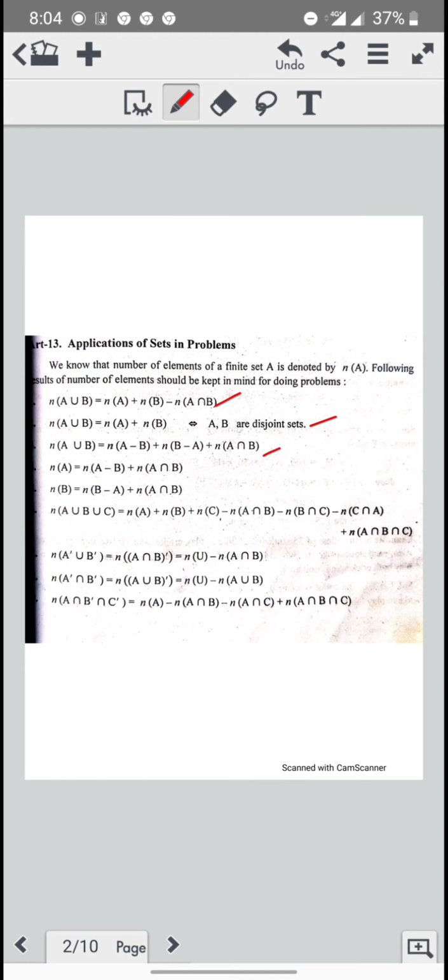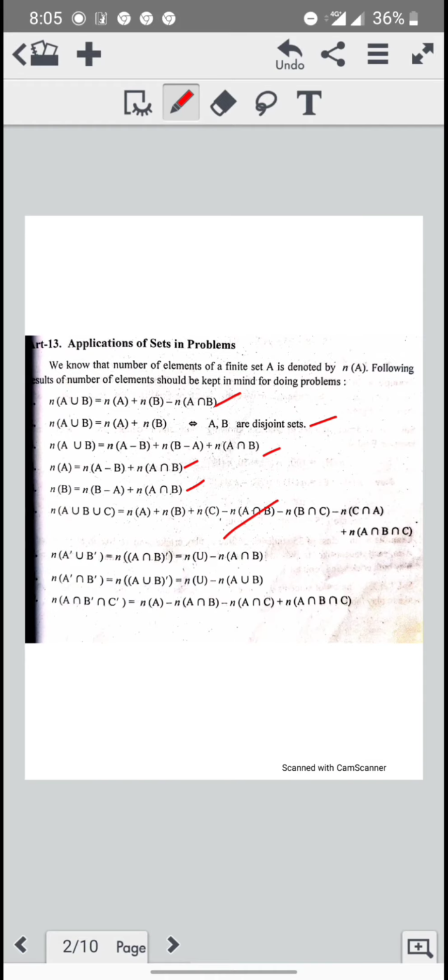Next result, n(A union B) is equal to n(A minus B) plus n(B minus A) plus n(A intersection B). n means number of elements. Next result, n(A) is equal to n(A minus B) plus n(A intersection B). Next, n(B) is equal to n(B minus A) plus n(A intersection B).